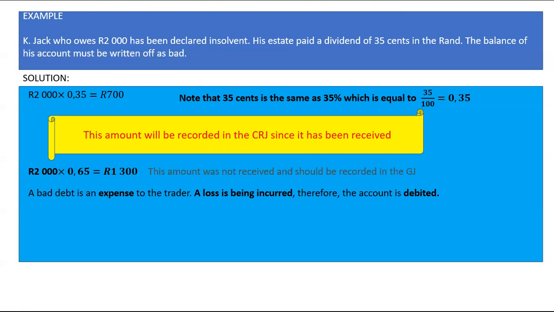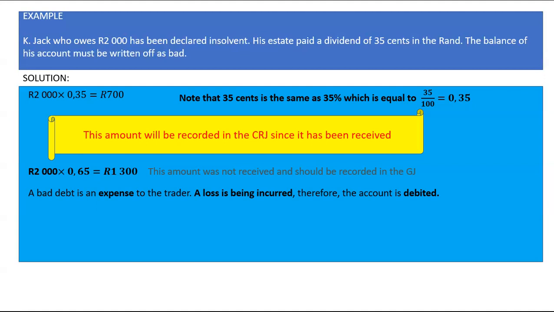And the loss that we have incurred will increase our expense. And that's why we are going to debit bad debts. However, that debt that was owing to us, we will not have in our books. So we will credit the name of the debtor and also credit our debtors control. Now, we're crediting the name of the debtor because in our debtors ledger, we need to record the amount written off on the credit side of that debtor's account in the debtors ledger.